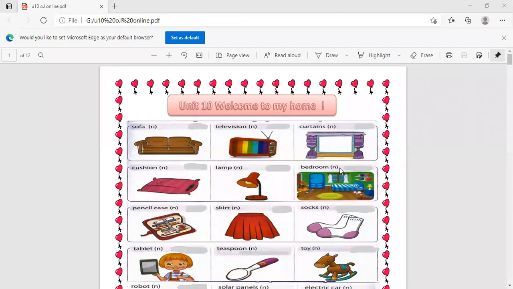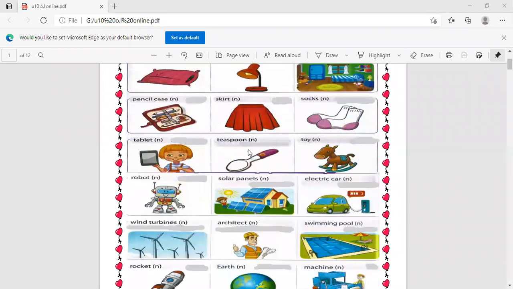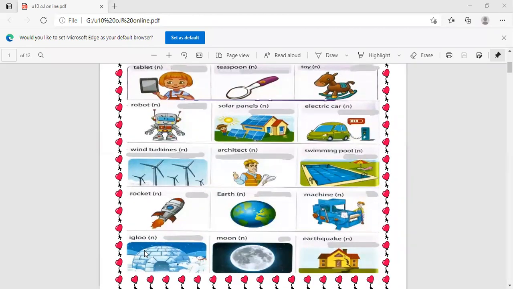Let's start with our new unit, Unit 10. Welcome to my home. Let's read the new vocabulary. Sofa, television, curtains, cushion, lamp, bedroom, pencil case, skirt, socks, tablet, teaspoon, toy, robot, solar panels. These are the solar panels. Electric car, a car goes with electricity. Wind turbines, architect, swimming pool, rocket, earth, machine, igloo, moon, earthquake.